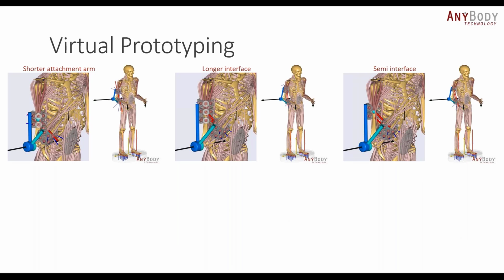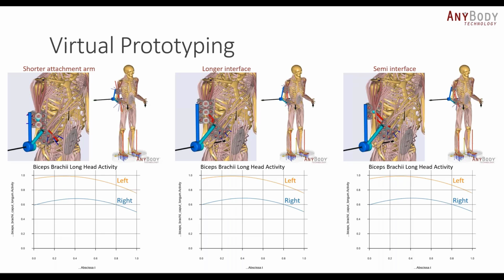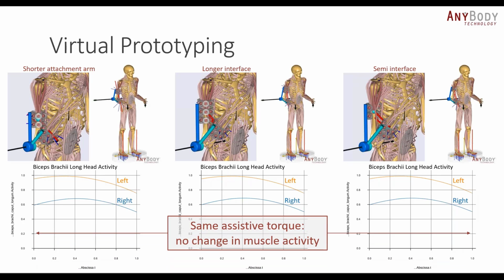There are 3 cases that we will look at. The first one is a shorter attachment arm on the left. In the center you have a case with a longer interface, and on the right you have the case with a semi interface where you only have the interface on the posterior side of the upper arm. When we look at the muscle activity, we don't really see any changes due to the change in the interface, and that is to be expected because we're still applying the same assistive torque in the model. So the muscle activity is still being affected in the same way.